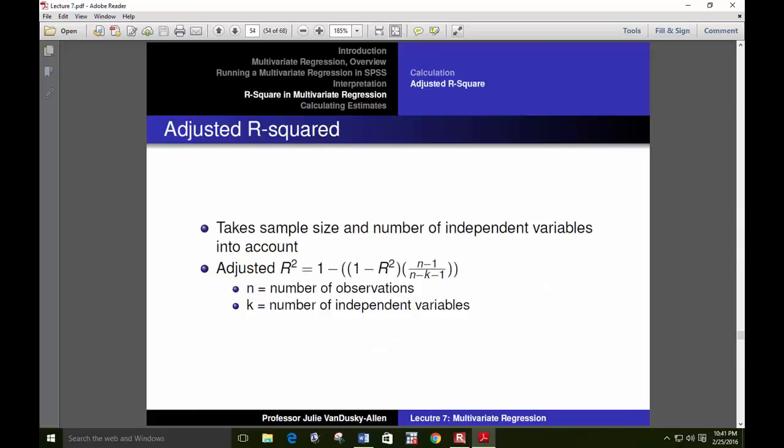The adjusted R-square in multivariate regression is also similar to the adjusted R-square in bivariate regression. Recall that the adjusted R-square takes the sample size and number of independent variables into account.